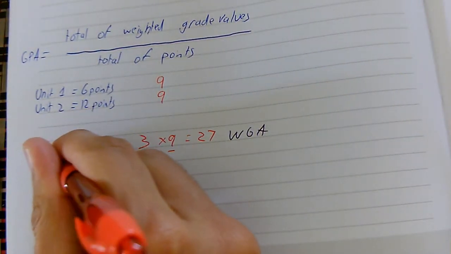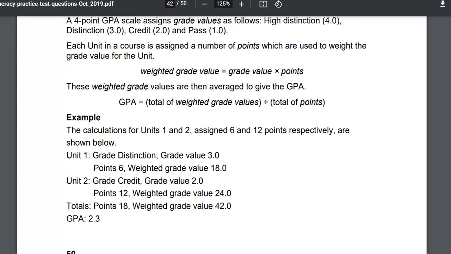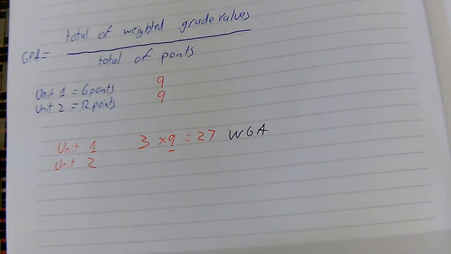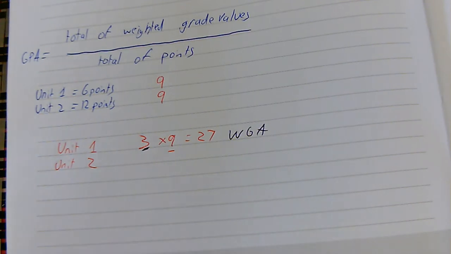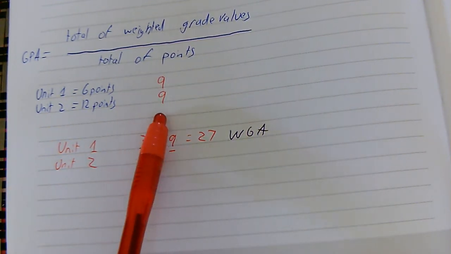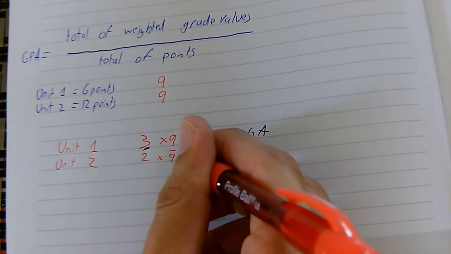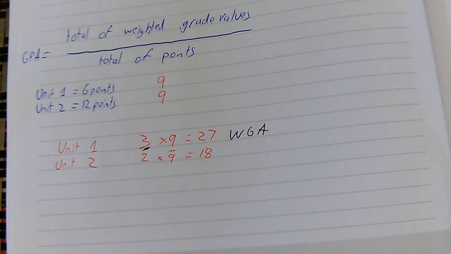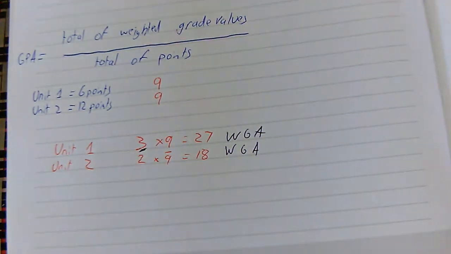Now we need to do the same for unit 2. Now for unit 2, it said grade credit, and for credit you get 2 points. So remember that this one over here was our distinction, which was worth 3 points. Now I'm going to do the credit, which is worth 2. And remember it said that both unit 1 and unit 2 are worth 9 points each. So that means we'll be multiplying by 9, and 2 times 9 equals 18. So again, that is the weighted grade value for unit 2.